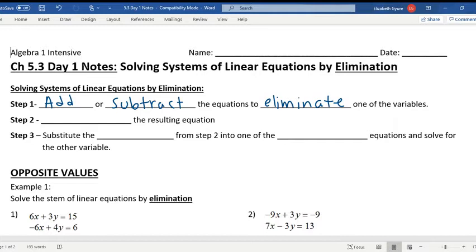So then step 2, we solve the resulting equation, maybe do your 2-column method, things like that. Then you substitute the value or the number from step 2 into one of the original equations and solve for the other variable. So that part's still the same. When we find x or y, you still got to take it and plug it into one of the original equations. So that process is still the same. So best way to learn this is to just try it out.